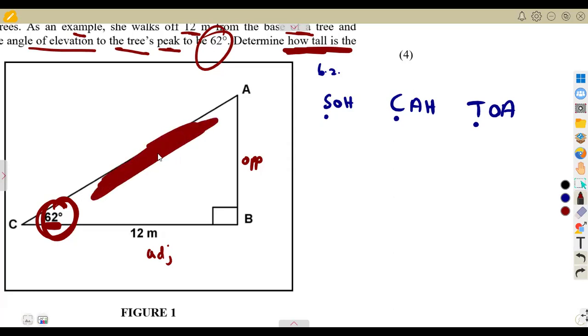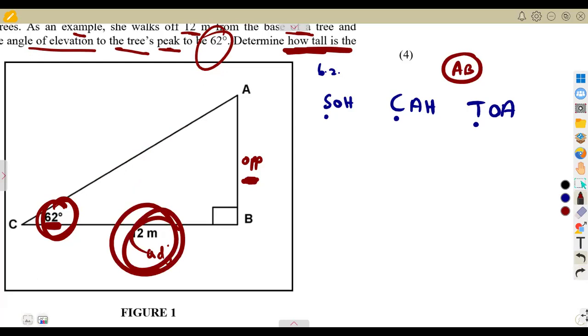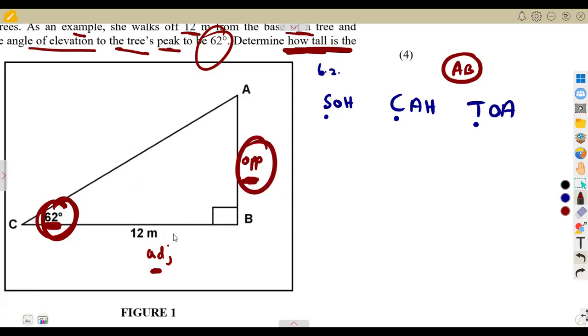Don't focus with AC. There's nothing that you need. You end up confusing yourself. These are the two things that you focus on: what you need to calculate, which is AB, and what you are given, which is 12. This is the opposite. This is the adjacent. There is only one ratio of these three mnemonics that we have that will answer this question, where there is opposite and adjacent at the same time. That is the tan, opposite, adjacent. So the ratio states that the tan of theta is equal to the opposite over the adjacent.